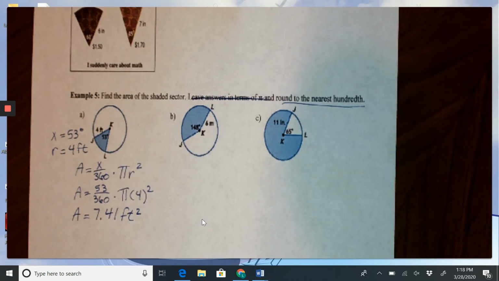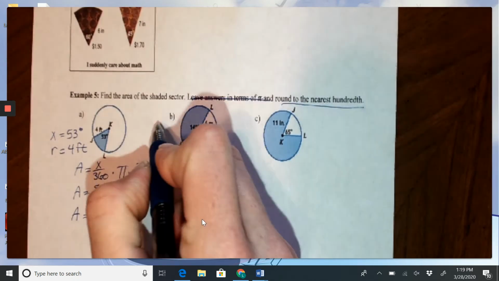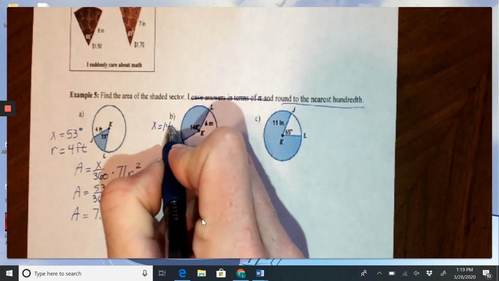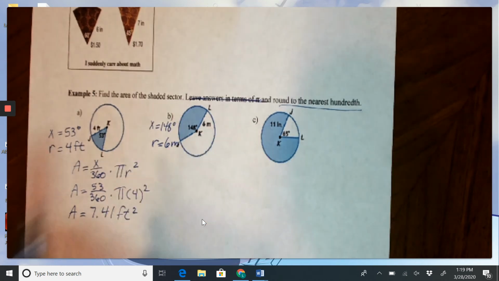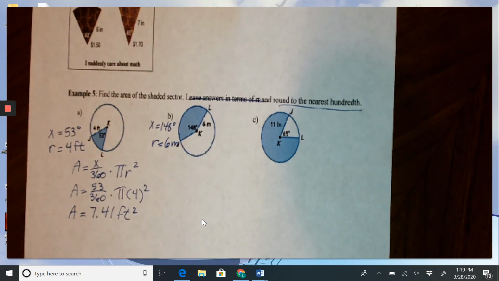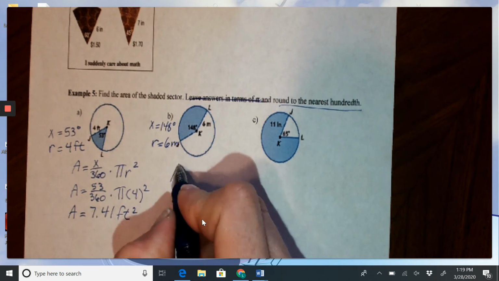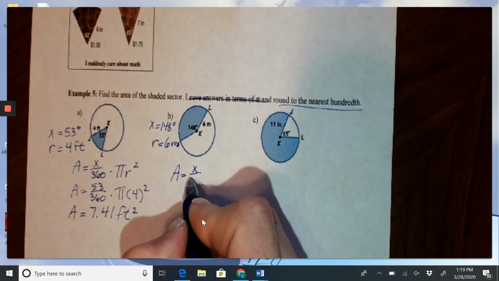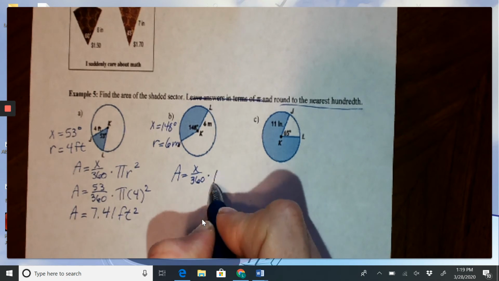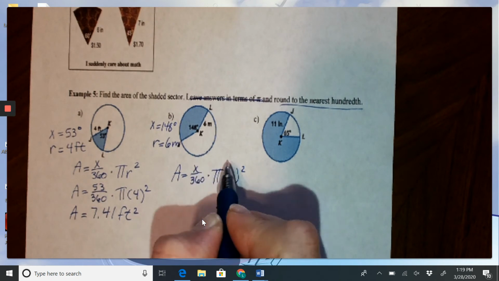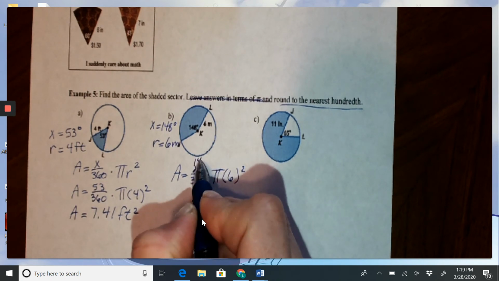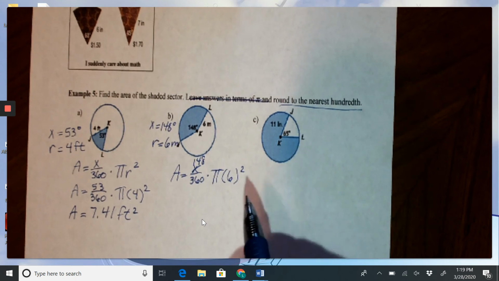Now, let's look at our next example. We have a central angle. Our x here in this picture is 148 degrees, and our radius is 6 meters. So again, we can plug into that area formula. Area is equal to x over 360 times pi times 6 squared. I forgot to put my x, excuse me. That's 148 over 360 times pi times 6 squared.